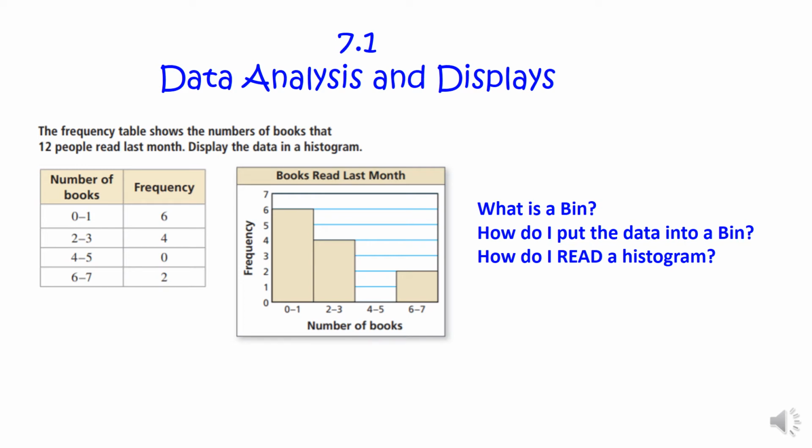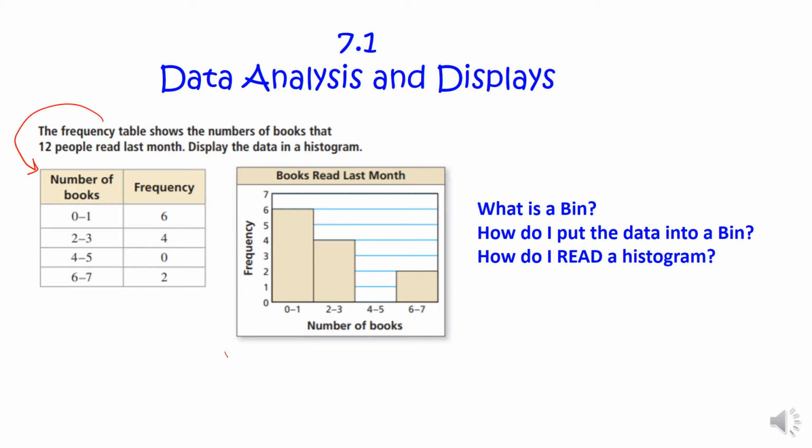Okay, so in IM1, we're going to start 7.1 by examining data analysis and displays. So the first thing we're going to look at is a frequency table. This one shows us the number of books that 12 people read last month. So we're starting with small numbers. We'll get bigger later maybe. So they want you to display this data in a histogram.